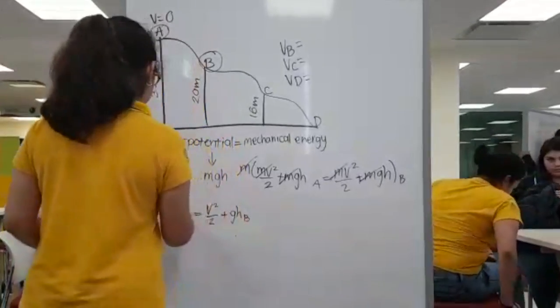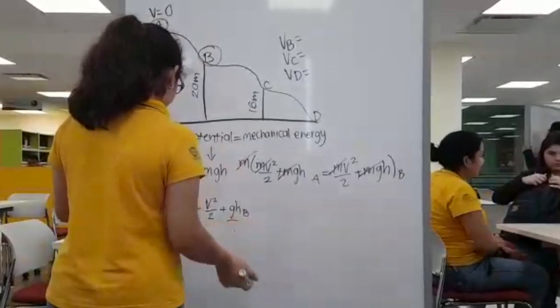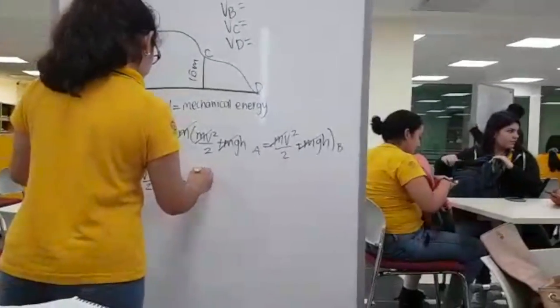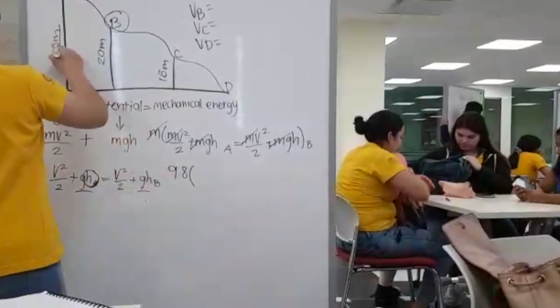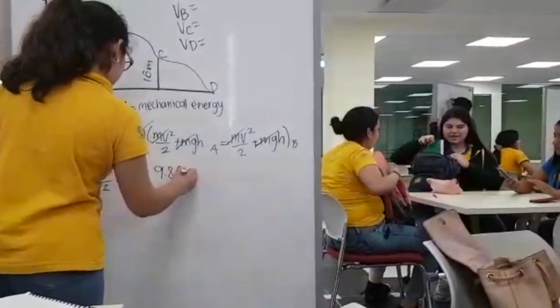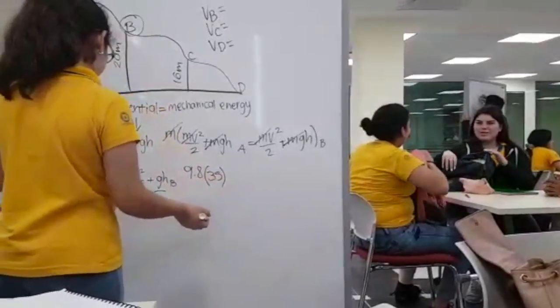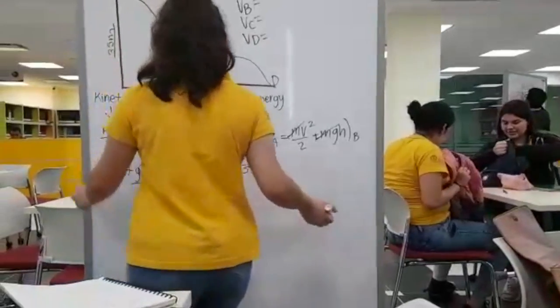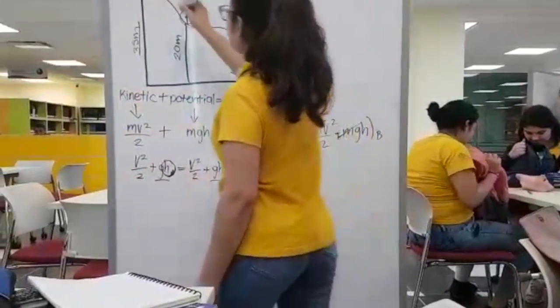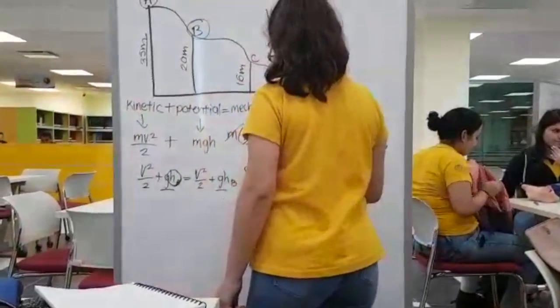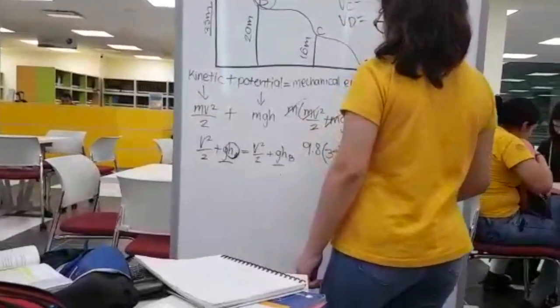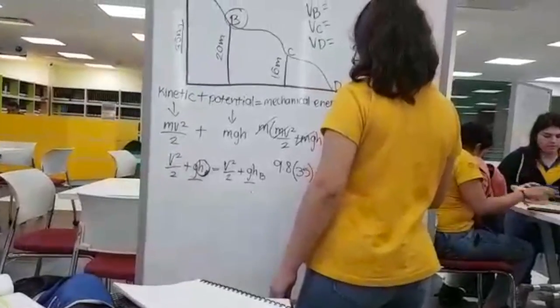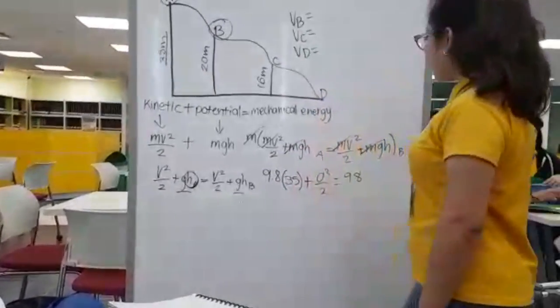Now we have to substitute the values. First, gravity. Remember that Earth's gravity is always 9.8, so we only have to substitute that. Then it's multiplied by the height. In the case of A, it's 35 meters, as you can see in the problem. And then the velocity, as we said, is 0. So it's 0 squared over 2, which will also cancel.